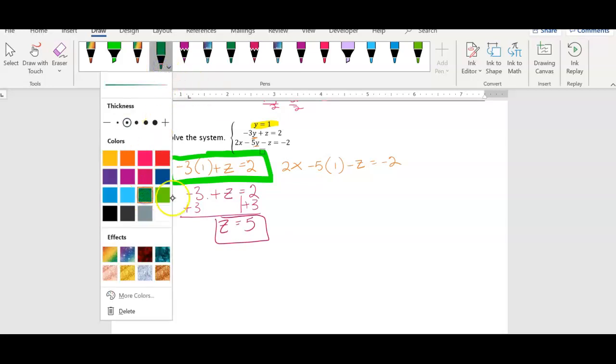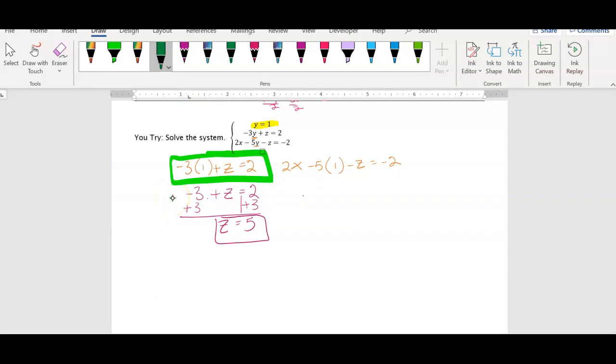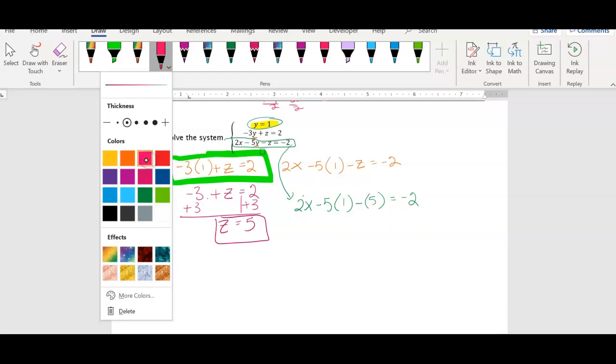My last thing I'm going to do before I write my answer is I'm going to plug the z value into this equation that has all three letters. So I'll do that again here. So we have 2x, I don't know what x is yet, minus 5 times y, which we found in the beginning, which is 1, minus z, so minus the 5 equals -2. Now I want to get rid of my parentheses.